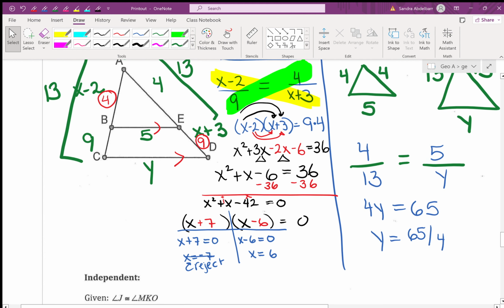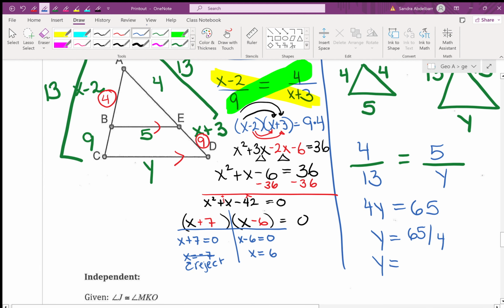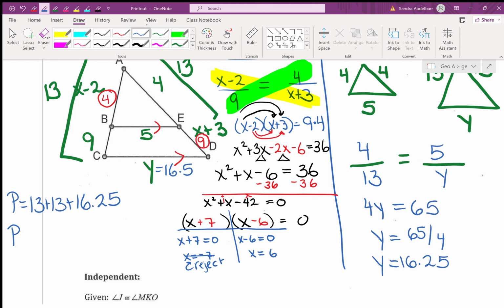So 65 over 4 becomes, did anybody do it? 16.25. You got it, 16.25. Can we now find the perimeter of the big triangle? Yes, the perimeter is going to be 13 plus 13 plus 16.25. So the perimeter is 42.25.